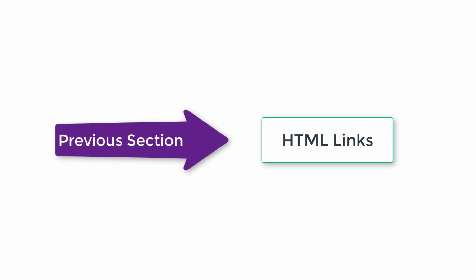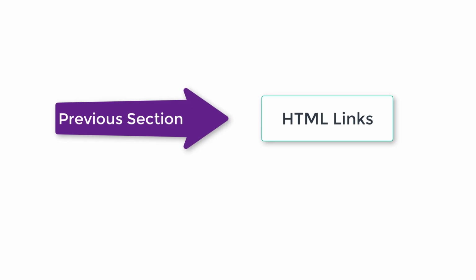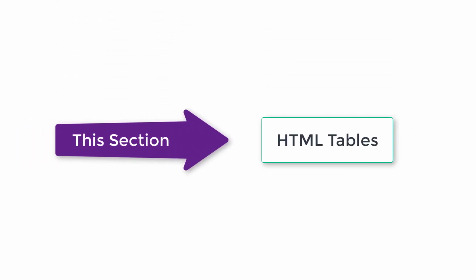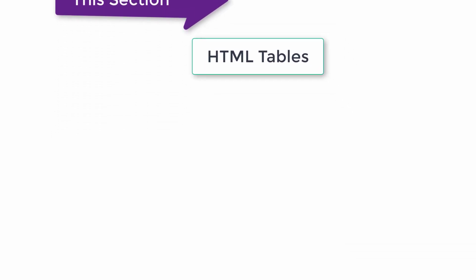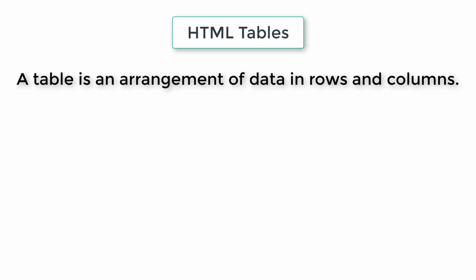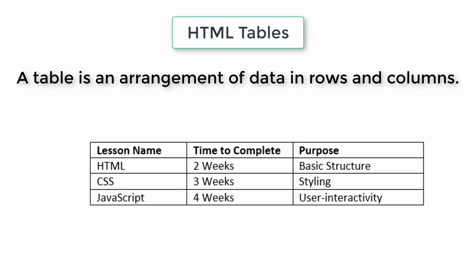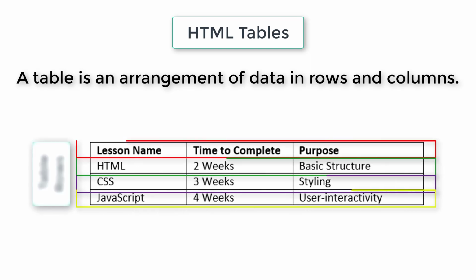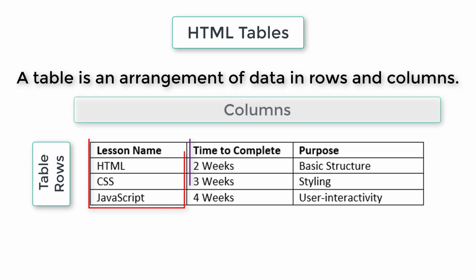In the previous section, we completed HTML links. In this section, we are going to learn how to create HTML tables. A table is an arrangement of data in rows and columns. This is a table. These are rows and these are columns.